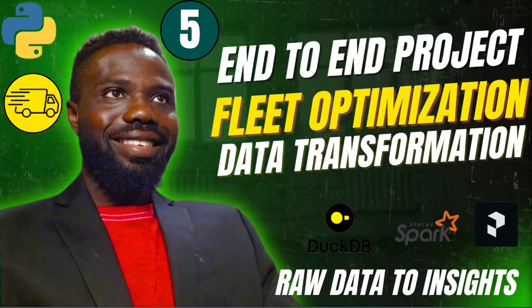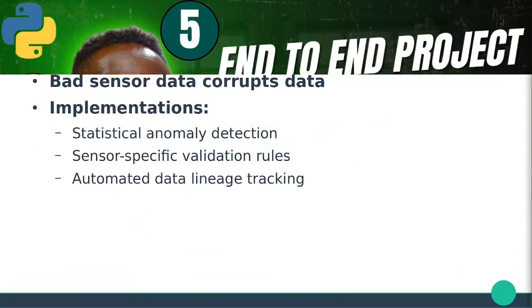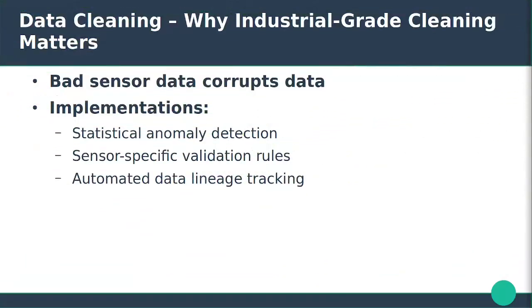We're transforming raw vehicle data into analytical gold using open source tools that outperform commercial solutions. Let's engineer production grade data quality. So why does industrial grade cleaning matter? Well, one bad sensor can corrupt 10,000 predictions. We'll implement statistical anomaly detection, sensor-specific validation rules, and automated data lineage tracking.